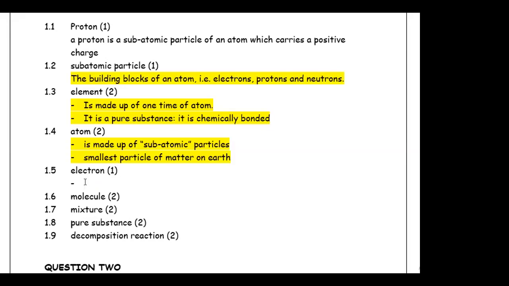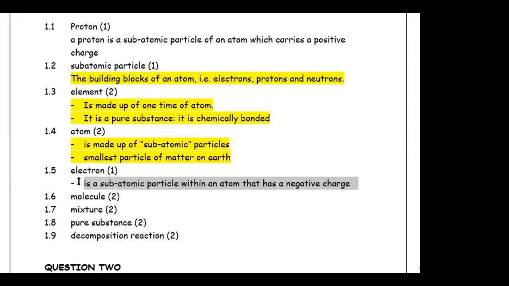Okay, so the definition of an electron is a subatomic particle within an atom that has a negative charge, right? So a proton is positively charged and an electron is negatively charged.